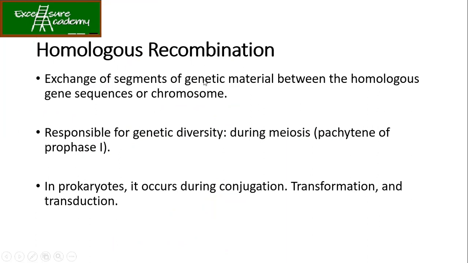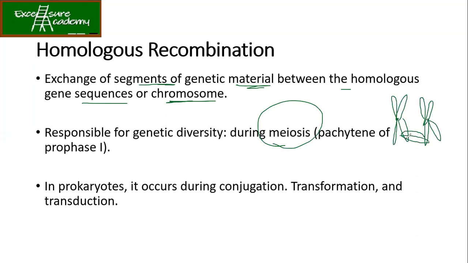So what happens in homologous recombination? It is the exchange of segments of genetic material between the homologous gene sequences of the chromosome. This happens during meiosis. We have studied this briefly, right? So between the homologous chromosomes, the sister chromatids are going to have recombination over there. This we'll study in detail when we do cell biology, but I am sure that everyone knows about meiosis and crossing over happening in the packaging, right?